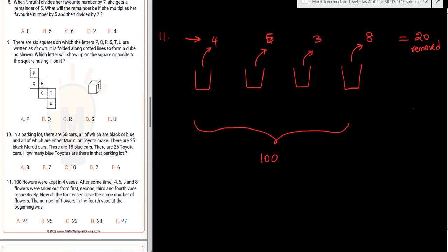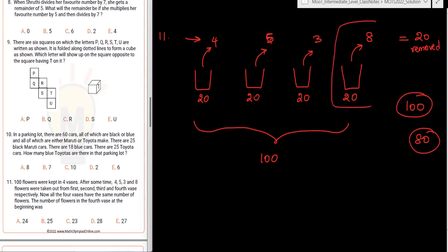You see, initially you had 100. This is the initial number of flowers all put together. You remove 20, you will have 80, and all of them have the same number. That means you should have 20 here, 20 here, 20 here, 20 here, isn't it? After removing, they all had the same number of flowers. It must be each 20, 20, 20, 20. So the question is asking how many number of flowers in the fourth vase at the beginning. So before removing this 8, it must have had 28, isn't it? 20 plus 8, 28. You remove 8 and then it gets 20. So the answer is 28. That is choice D.